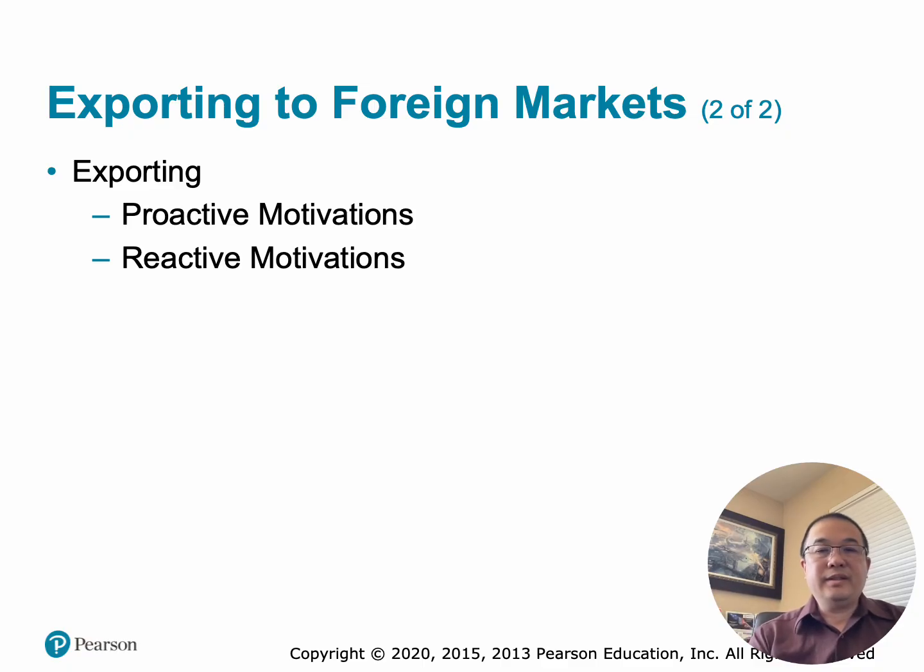Declining domestic demand. Sales at home may be slowing. So as an example, a company facing a shrinking US market looks overseas for new customers. Competitive pressure. Competitors have expanded internationally and gained an advantage. So, as an example, if competitors begin selling in Latin America, a firm may follow to avoid losing market share there.